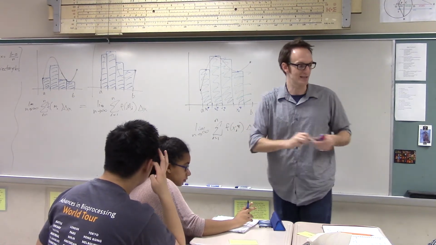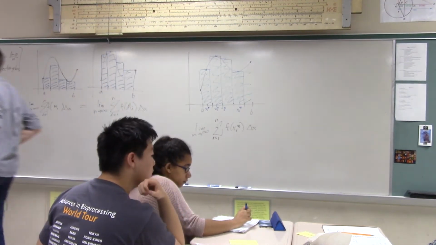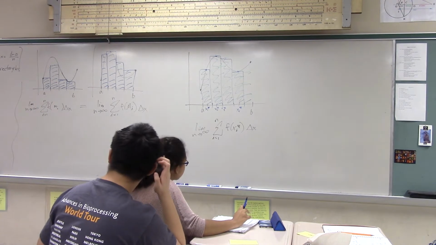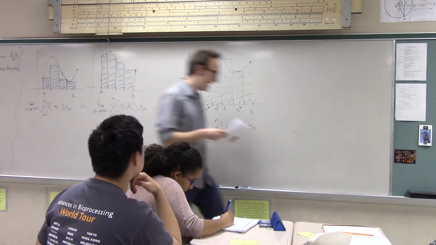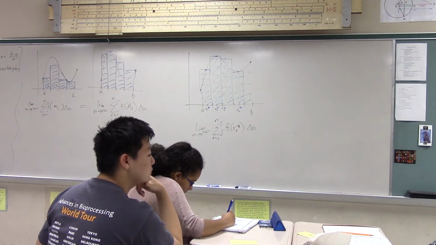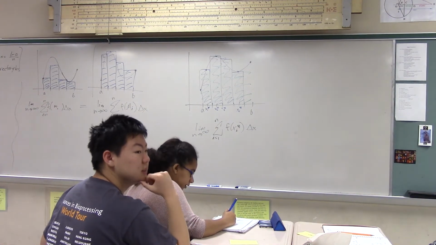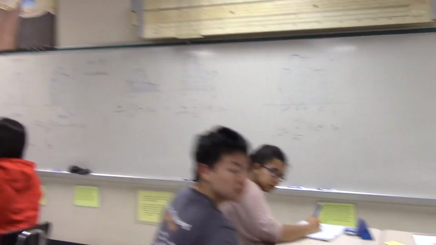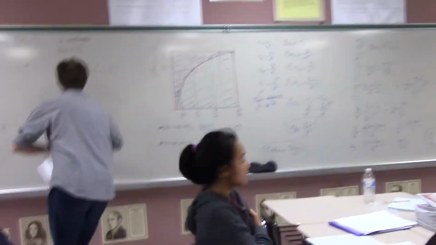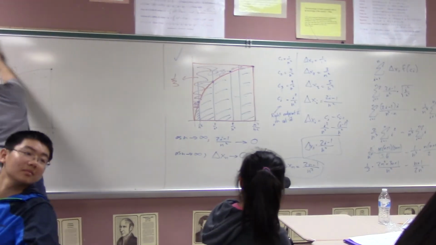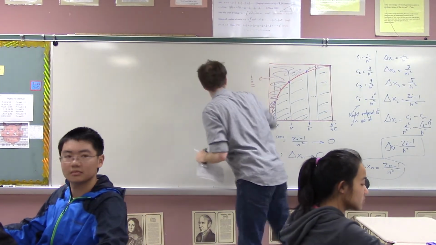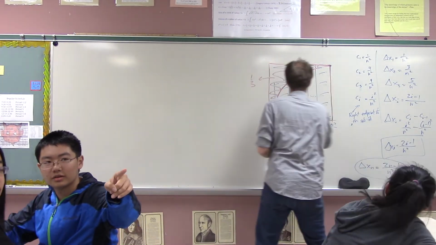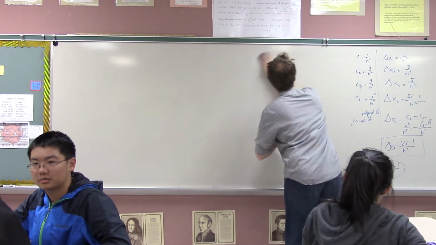Yes? What if the rectangles are differently sized? Different widths, you mean? Yeah. Yeah, that's okay. In fact, is there like a theorem for that? Yeah, well, there's more than a theorem. There's a whole thing. It is called a Riemann sum. And a Riemann sum is exactly what we have been talking about.